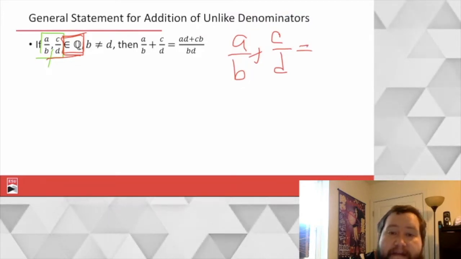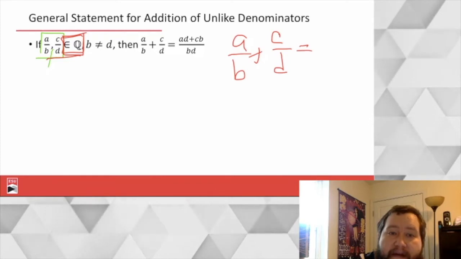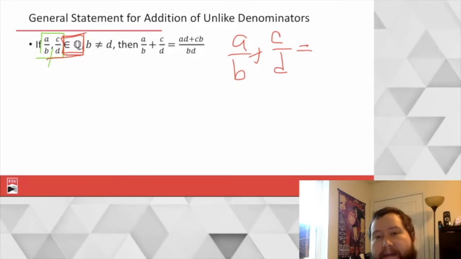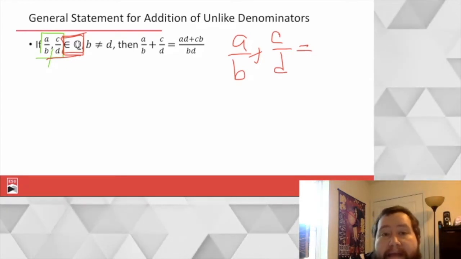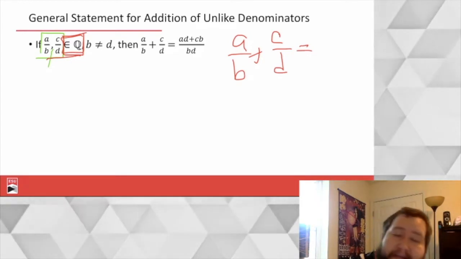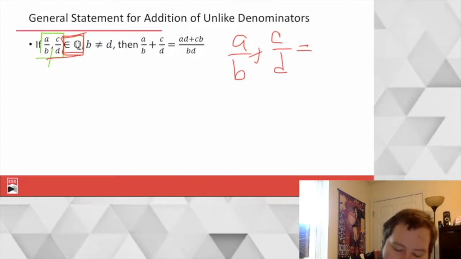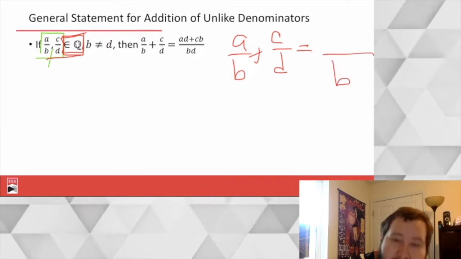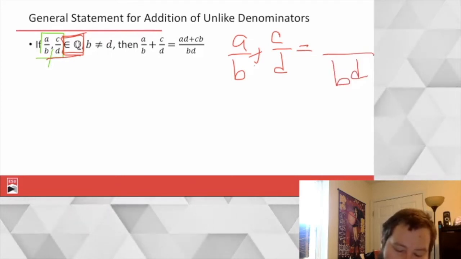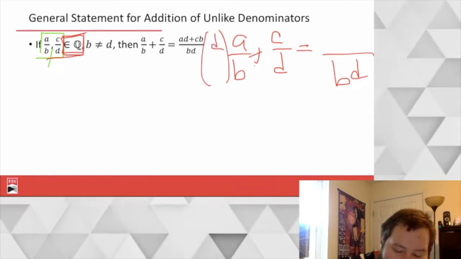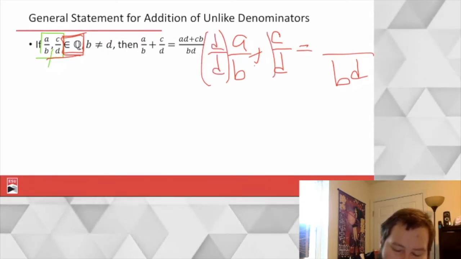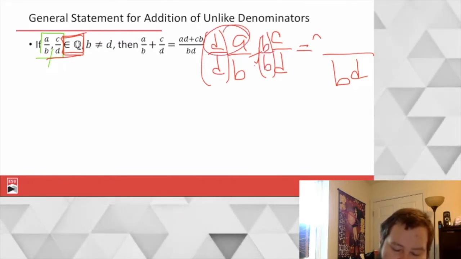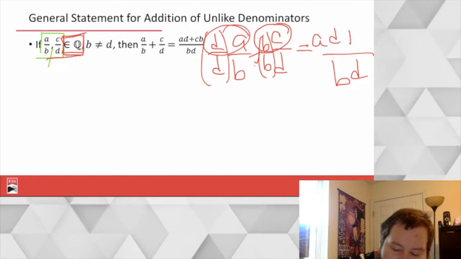And just like we did in the previous example, we end up finding a common denominator. In our previous example, we found the least common denominator. But here, we're just getting a common denominator. It doesn't need to be the least. To get a BD in the denominator, the product of these two, this one we have to multiply by a 1 that looks like d over d. And this one we have to multiply by a 1 that looks like b over b. And here we have AD plus BC all over BD.